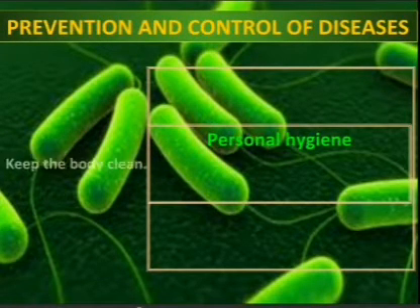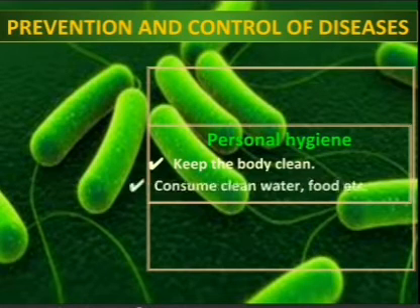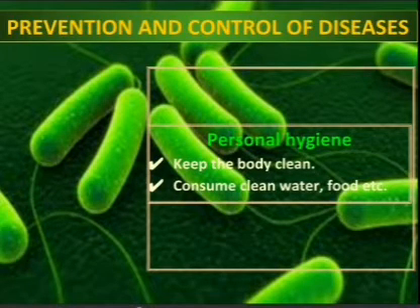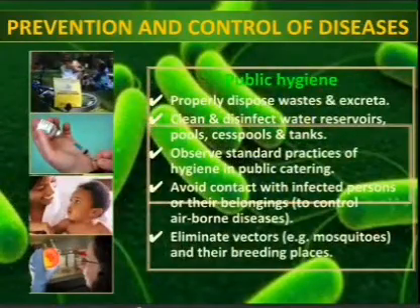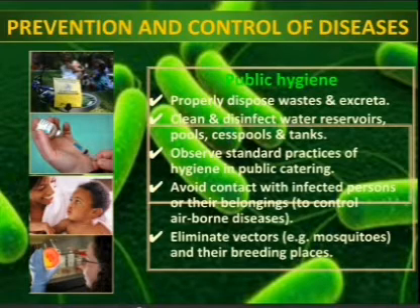There are certain prevention and controls which we can apply. Personal hygiene is the most important thing. We must keep our body clean and consume clean water and food, because most diseases are caused by food and contaminated water. Other things can also be done at the public level, such as public hygiene, proper disposal of waste material and human excreta, and cleaning and disinfecting water reservoirs, pools, tanks, and all water resources.